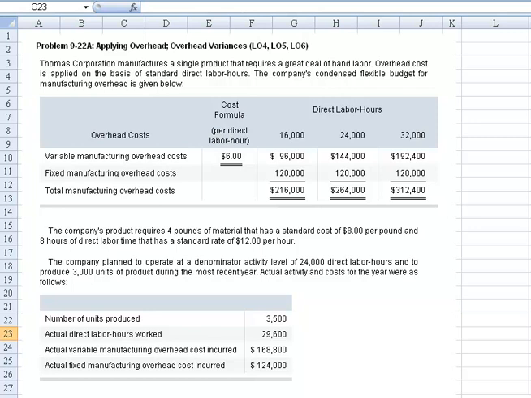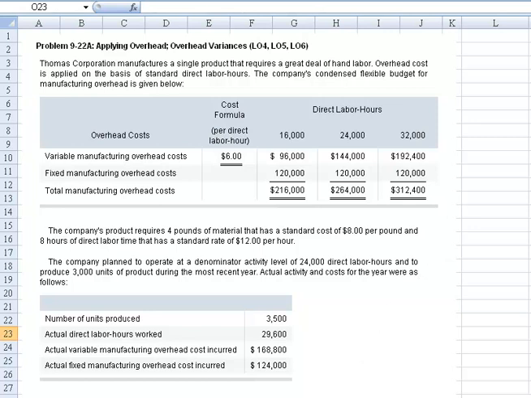Below that it says the company's product requires 4 pounds of material that has a standard cost of $8 per pound and 8 hours of direct labor time that has a standard rate of $12 per hour. Sliding down, the next section says the company planned to operate at a denominator activity level of 24,000 direct labor hours and to produce 3,000 units of product during the most recent year. Actual activity and cost for the year were given in the table below.